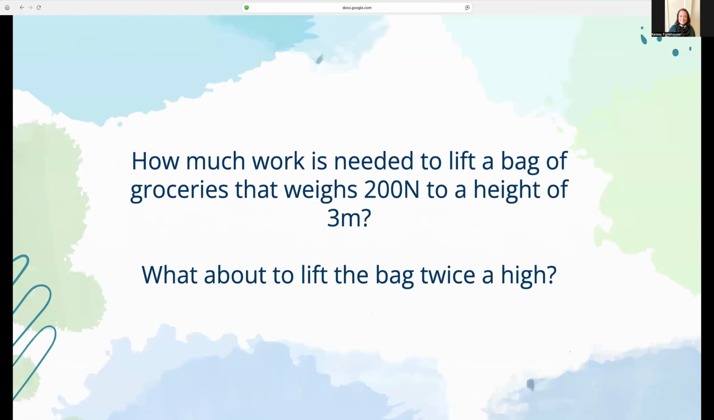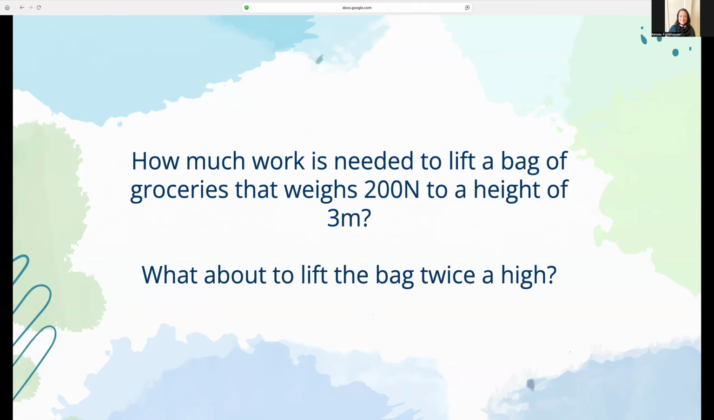Let's look at an example. How much work is needed to lift a bag of groceries that weighs 200 newtons to a height of 3 meters? So we have a force, right? Because that's in newtons. So that's the force, how much it weighs against gravity. And we have a distance, that height of 3 meters. So we can say that the work needed is that force times that distance. So that's 200 newtons times 3 meters. That's going to give us 600 joules or newton meters. Okay, so that's what it takes to lift it 3 meters.